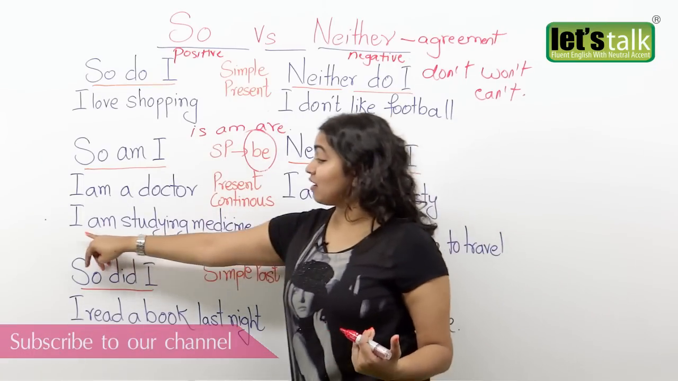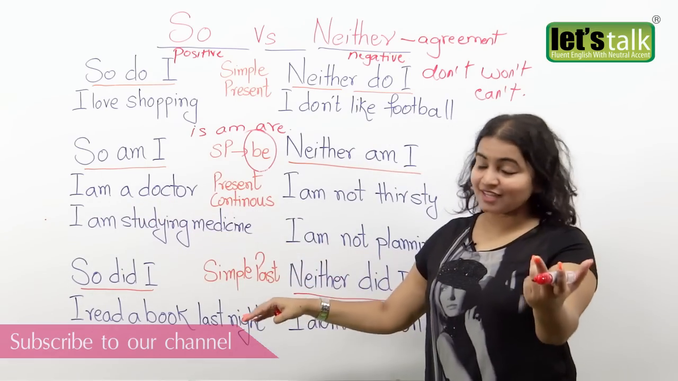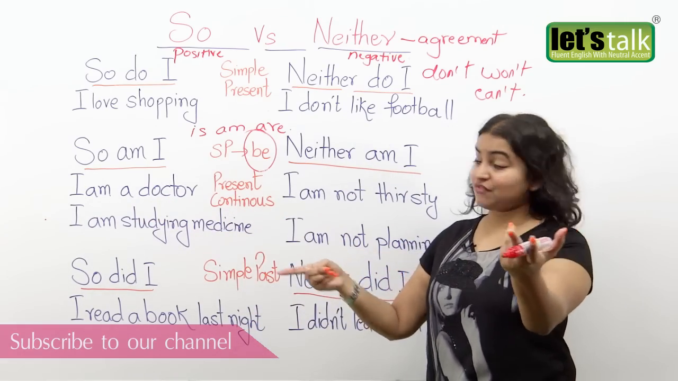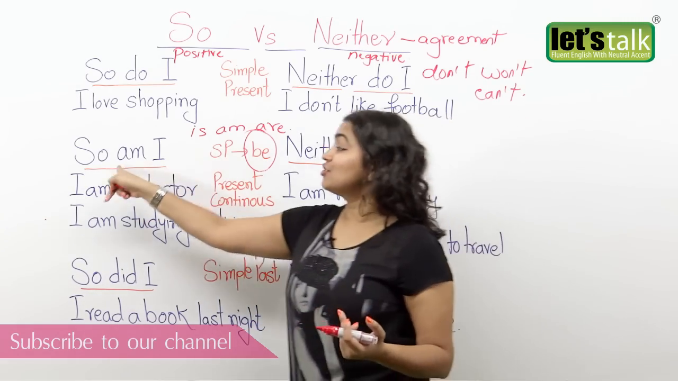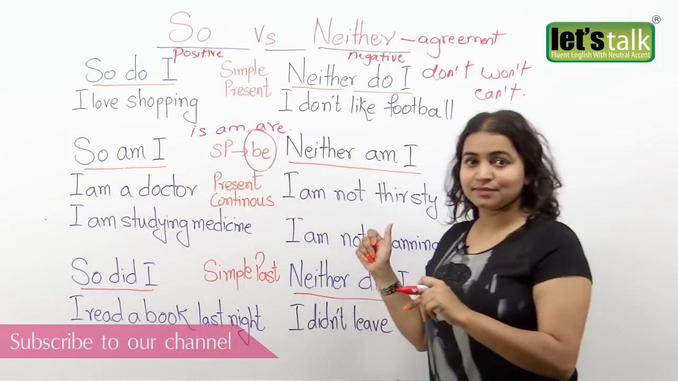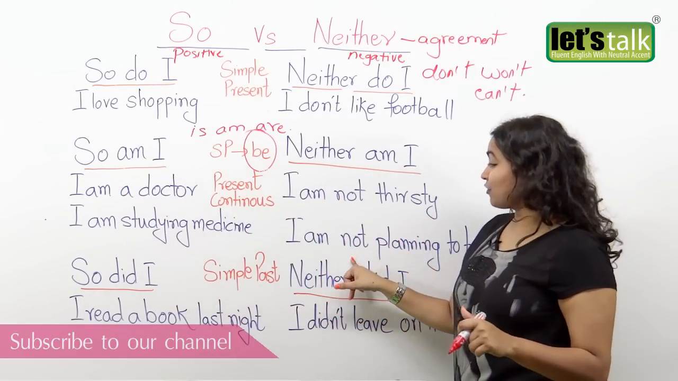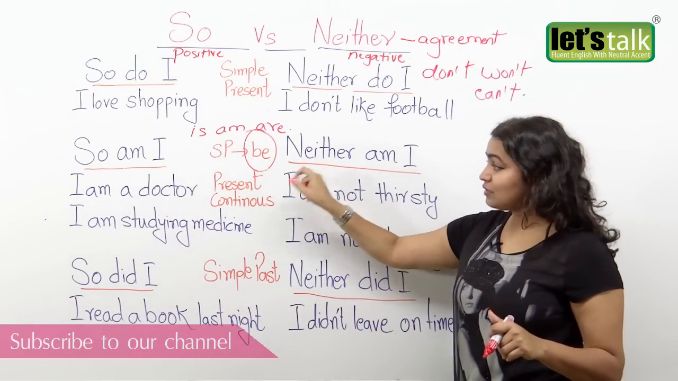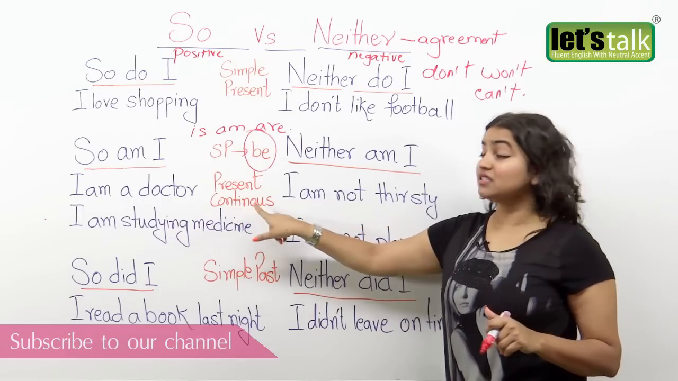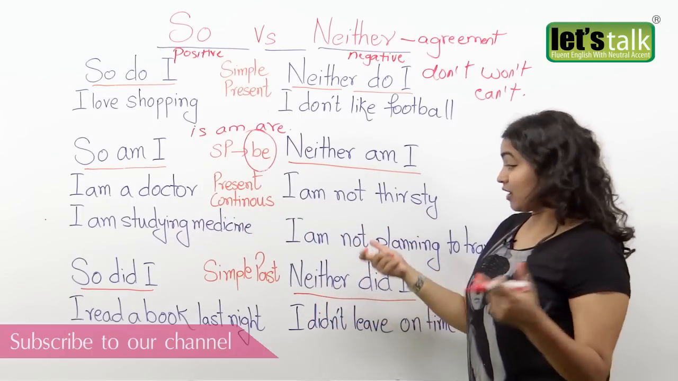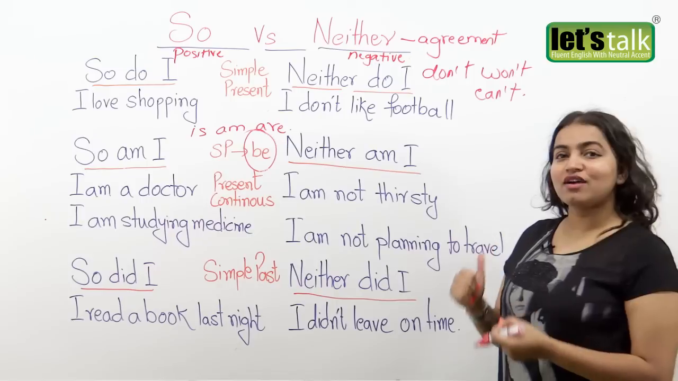So when you have a statement like that and you are agreeing to that, then your immediate response, if it is a positive statement, would be so am I. On the other hand, quite the opposite. When you have a negative statement, but it is in the present continuous tense, like for example, I am not planning to travel.